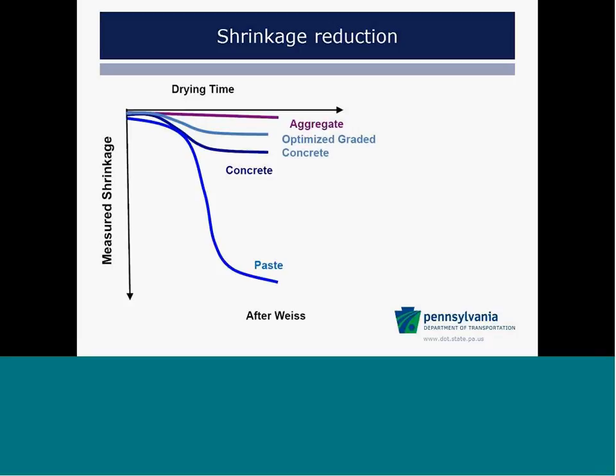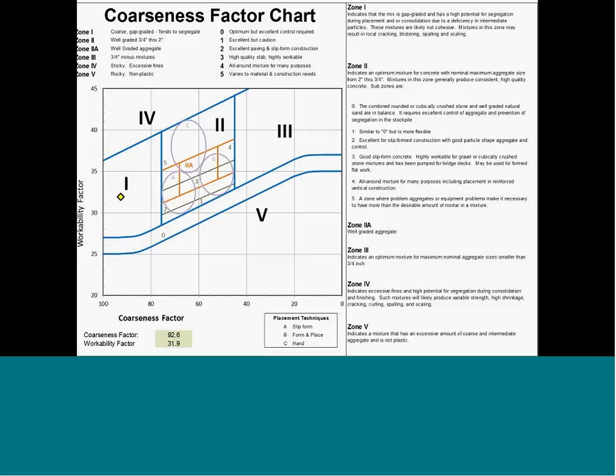So, that gives you an idea of the shrinkage reduction. One of the other things is that you tend to need less cementitious in the mix to get the same strength. Cementitious is the biggest shrinkage contributor of the mix. Normal concrete, this dark blue line here, shrinks about this much, and then the optimized aggregate concrete will shrink less because it has a lower cementitious requirement.